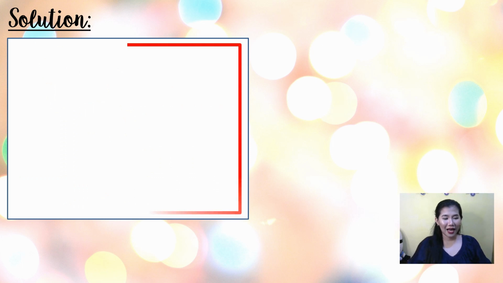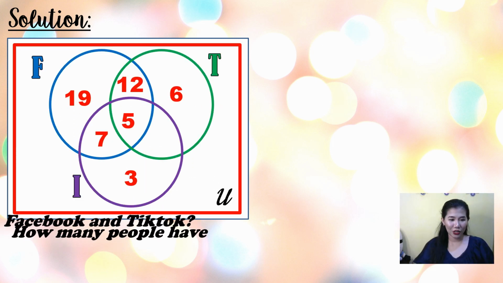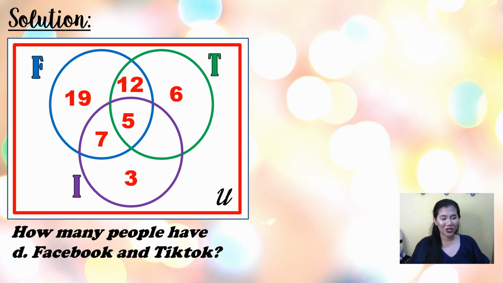Okay, let's have again the Venn diagram. Let's answer letter D question. How many people have Facebook and TikTok? Okay, so this time, ang hinihingi naman ay Facebook and TikTok. Ibig sabihin, meron silang dalawang account. Sino-sino daw, ilan yung merong Facebook and TikTok.